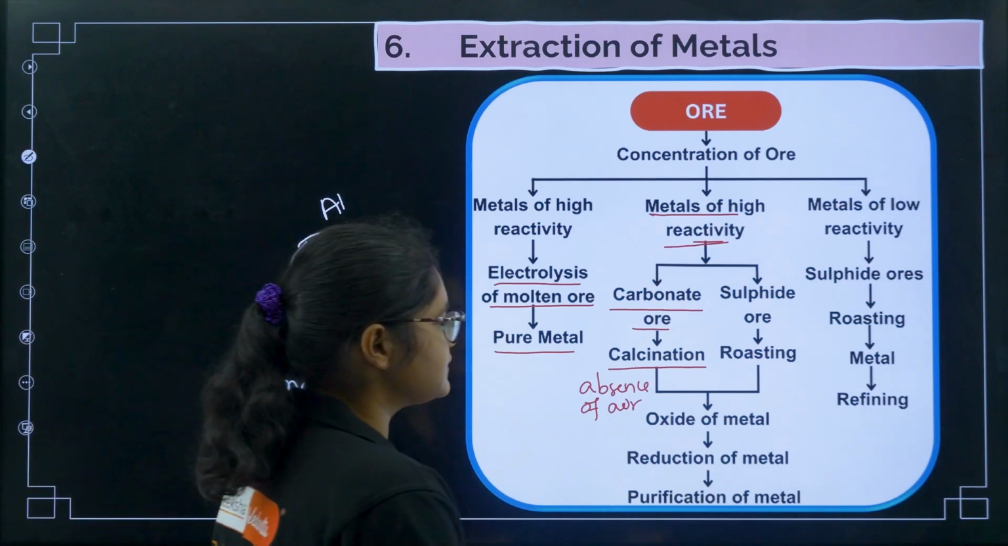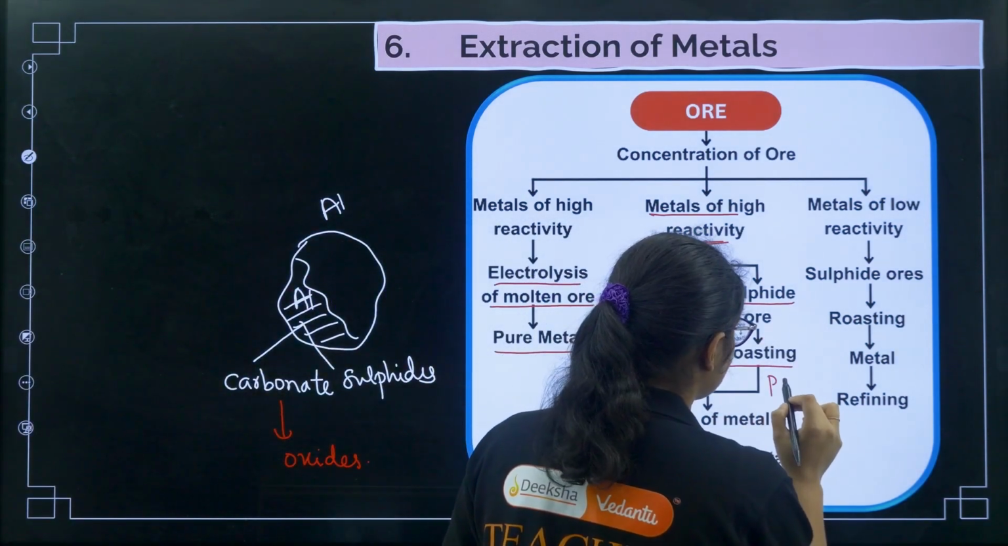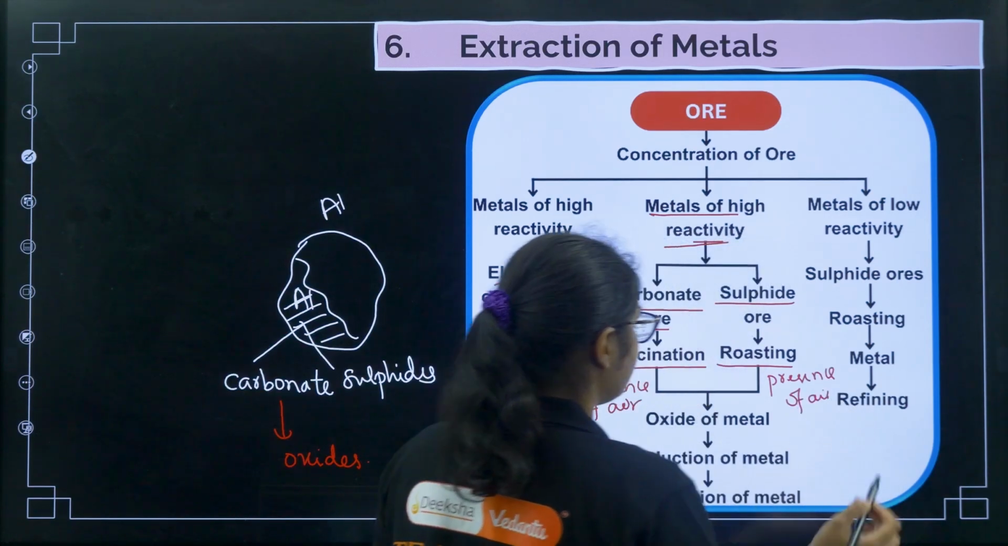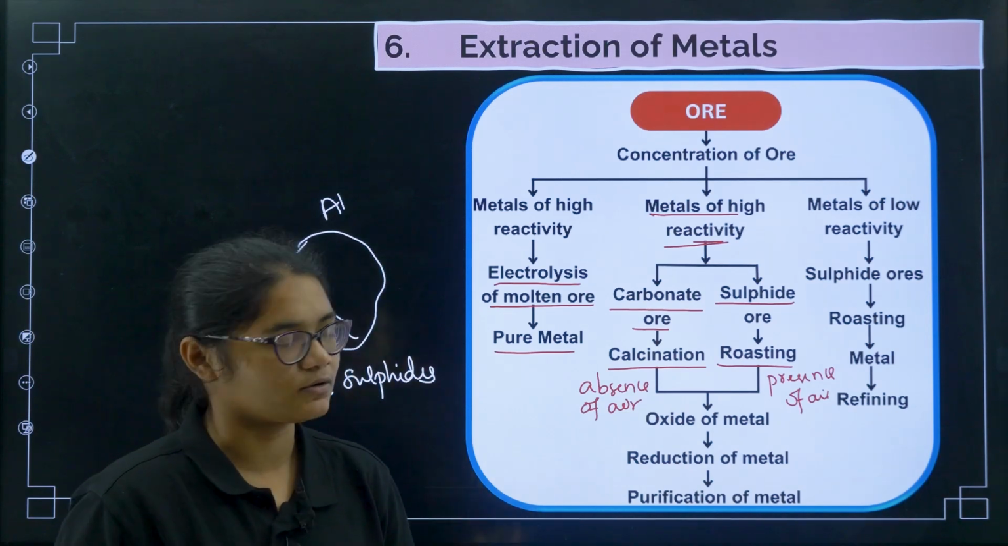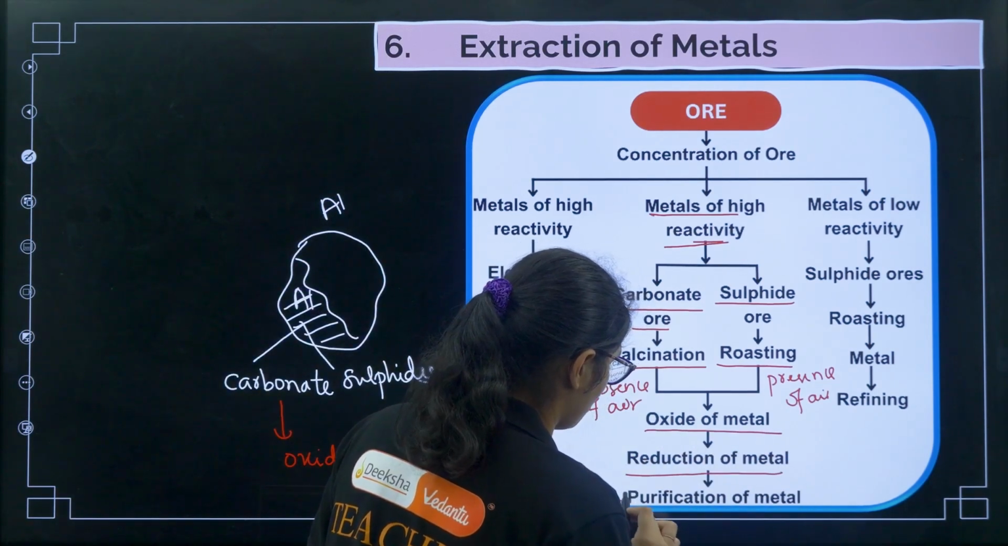Now if it is a sulfide ore, then we do roasting. What is roasting? Heating in the presence of air. And then we convert these sulfide ores to oxides of metals. Then the metal oxides will undergo reduction to give you pure metals.